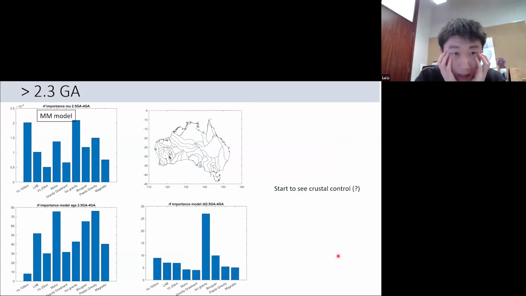So the last thing we'll look at is the relatively older stuff in WA, where we do see the mantle conditions also in here, but we see more information come up from the crust. So we tend to see crustal control on the things we see today, which probably makes sense because everything there is quite old. So more of what we see is probably driven by the crustal information.